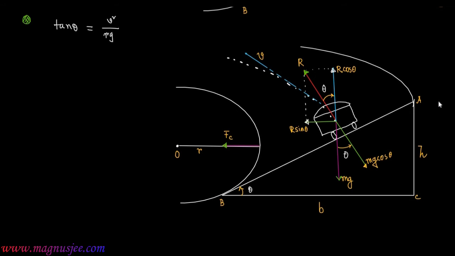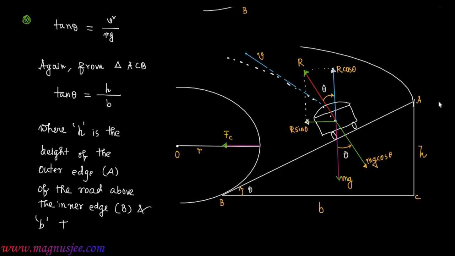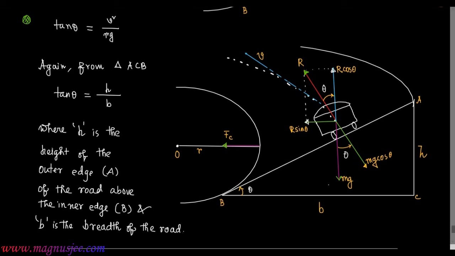Now tan theta is equal to v square divided by rg. Again from the triangle ACB, tan theta is equal to h by b, that is AC by BC, where h is the height of the outer edge A of the curved road with respect to the inner edge B, the height of the outer edge above the inner edge, and b is the breadth of the inclined curved road.